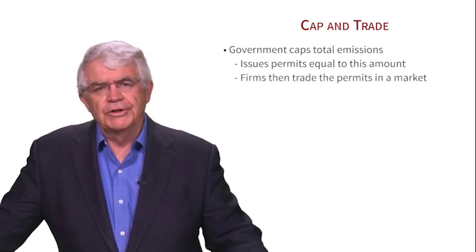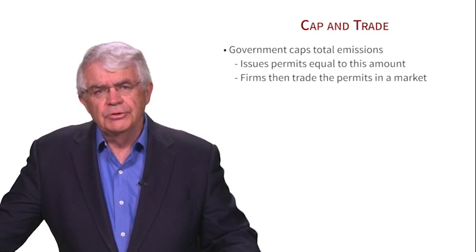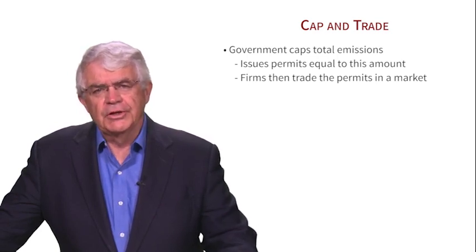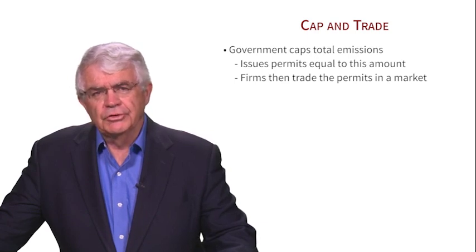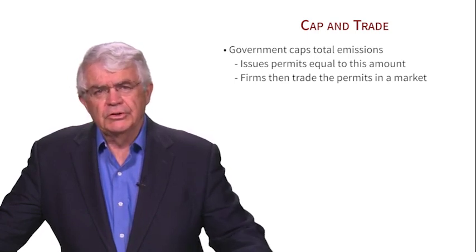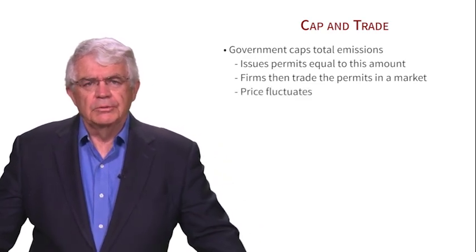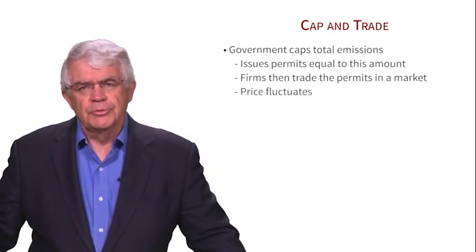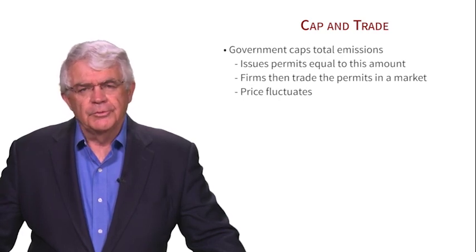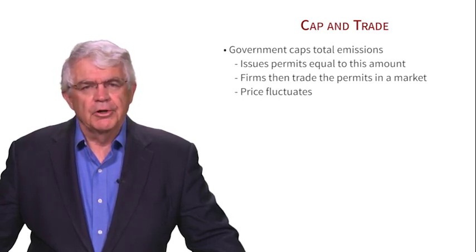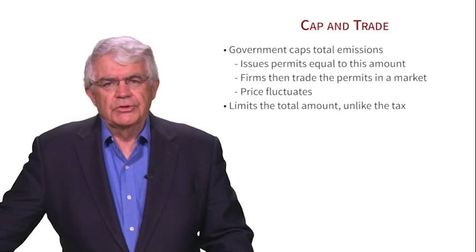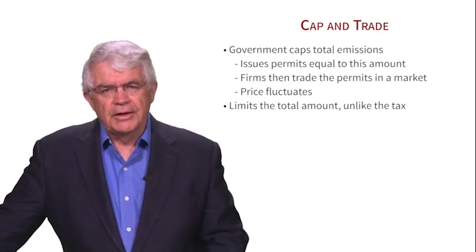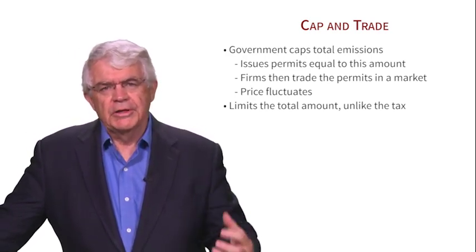Some firms who are really efficient at reducing their pollution can sell their permits to firms that find it more difficult and would like to pollute more because their costs of reducing the pollution are higher. So these permits trade in the market, and that's why the word trade is used. Firms can buy and they can sell them. There will actually be a market where the price will be determined. Price will fluctuate. And the total amount is limited as a result of this. Unlike the tax, where you could have movements in the total amount, in this case the total amount is controlled.